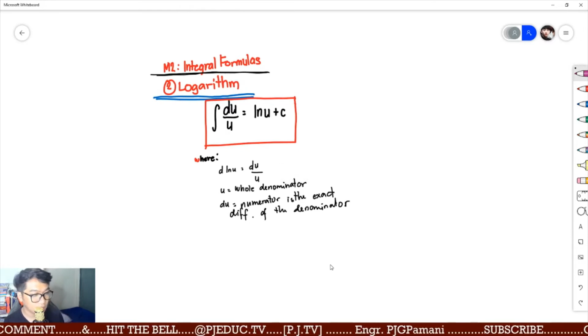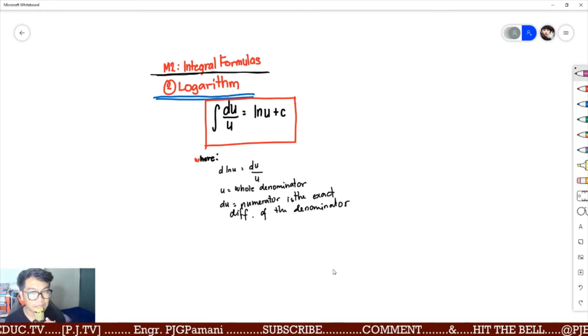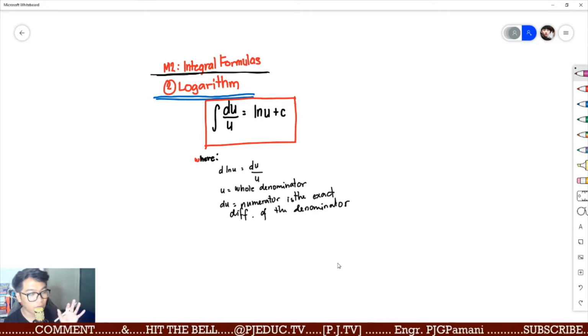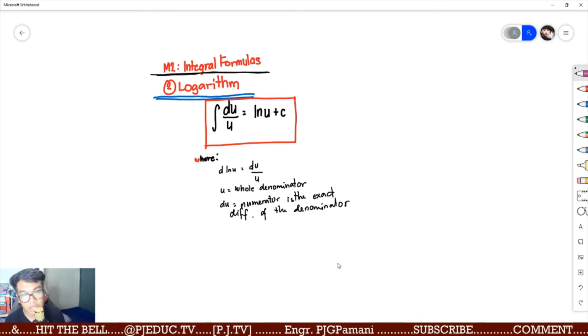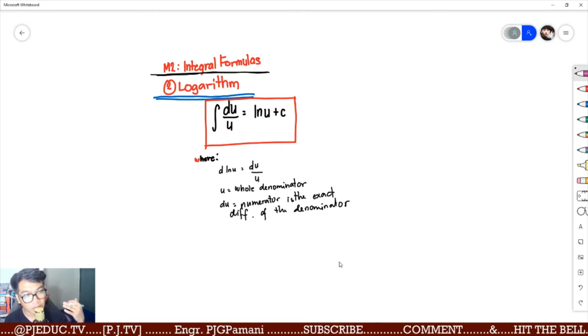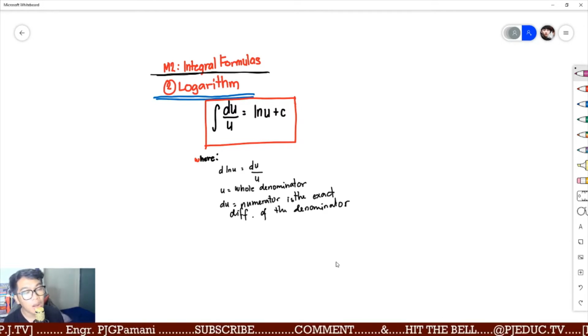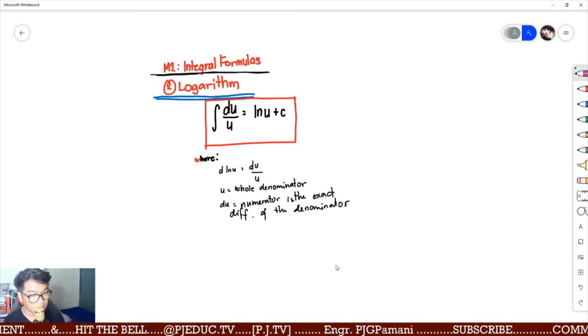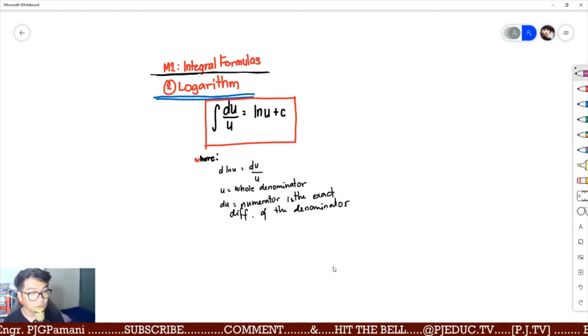Okay? Easy lang yan. One rule that you need to consider in using logarithm is that the function should have an exponent of negative 1. If it is not negative 1, it's either less than negative 1 or greater than negative 1. Therefore, we can still apply our basic integral formulas as well as the power formula. But in this case, the exponent of our function or the denominator carries negative 1. Therefore, we need to use logarithm.